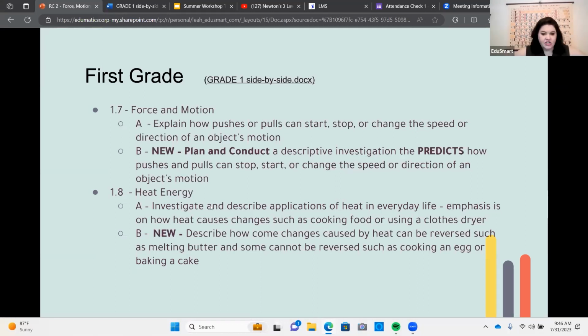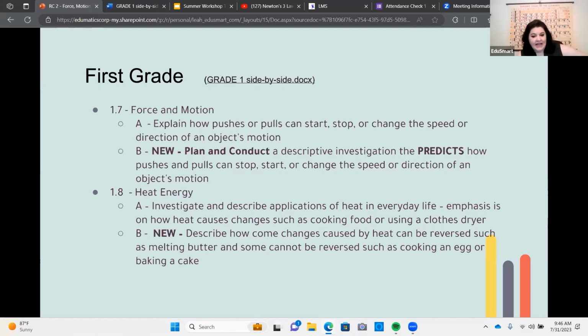In first grade for energy, we talk about heat. So the emphasis is on how heat causes changes, and they don't use the word thermal yet. Thermal comes later on, but we're talking about thermal energy and how it causes changes. New to this grade level is to describe how some changes caused by heat can be reversed and some cannot be reversed. So melting butter can be reversed. Butter is still butter when it's liquid and then back to a solid.